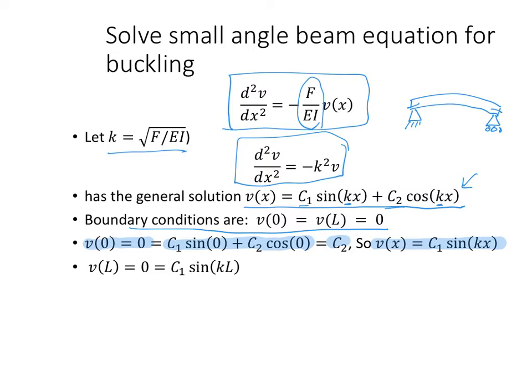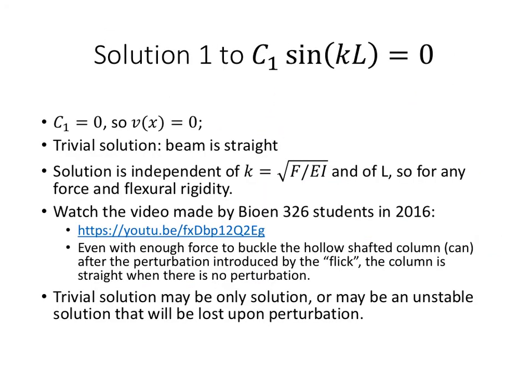times sine of kx. So our second condition is that the deflection at the other end is also 0, which must be C1 times sine of k times L. So this equation has two solutions. The first solution is just what we call the trivial solution, that C1 here could be 0. That's one reason that whole thing could be 0.